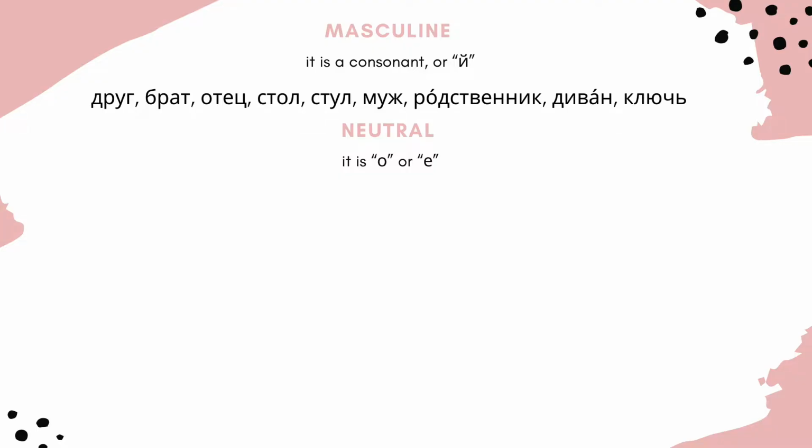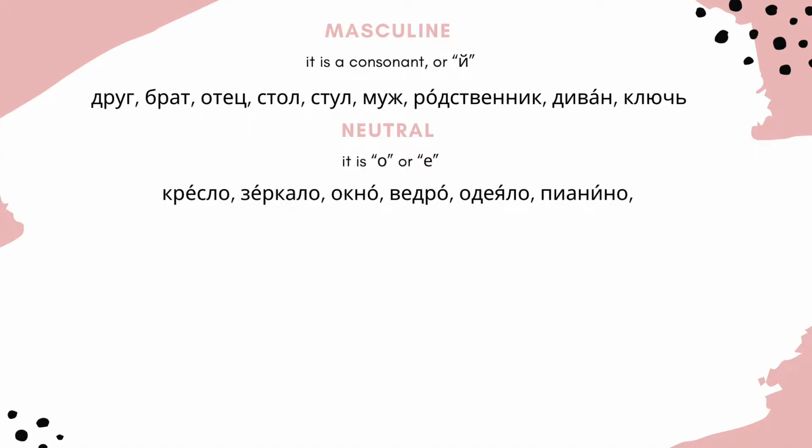Alright, next one is neutral. I give you this order because later when we learn declension, they often change in the same way, so it's easier to learn them together. Neutral words usually end with о or е. О, е, or sometimes it sounds like я. Okay, and here are examples with only о. These are rather family members or objects in your house. So we have кресло, зеркало, окно, ведро, одеяло, and пианино. I think some of them you could guess already.